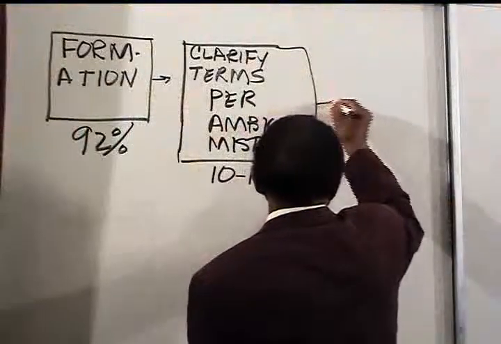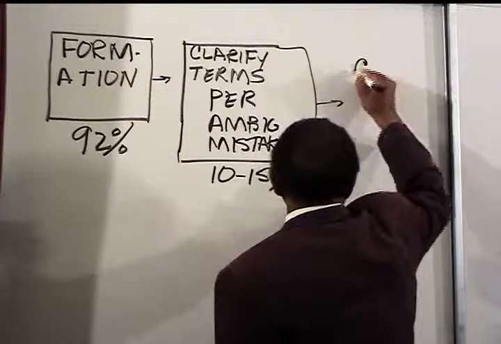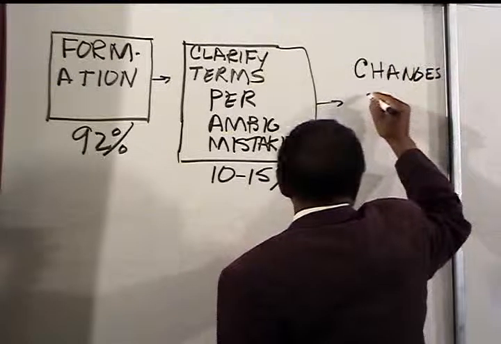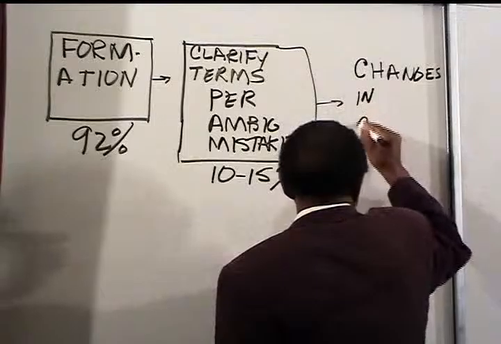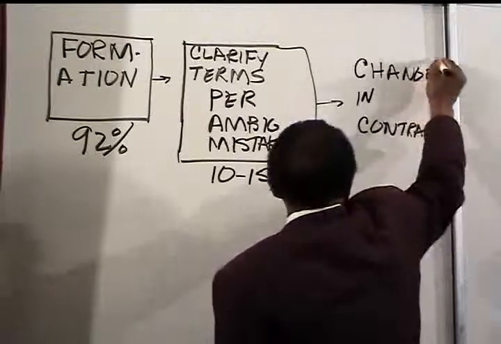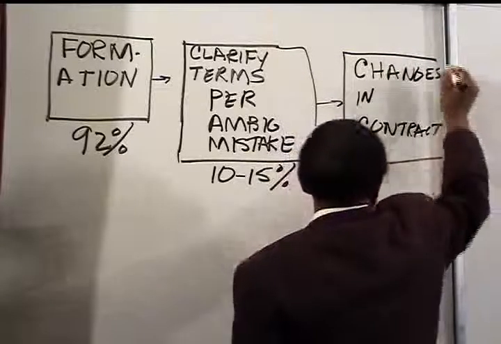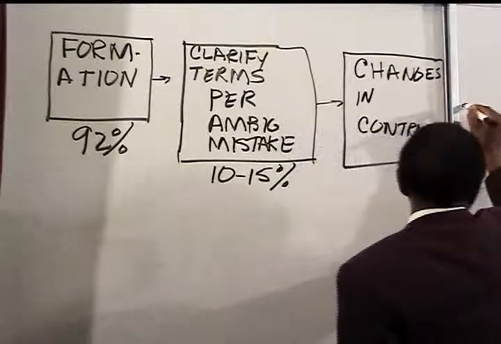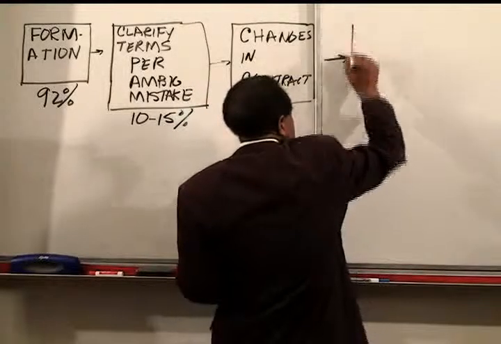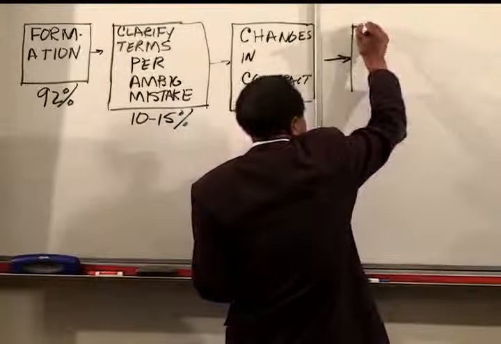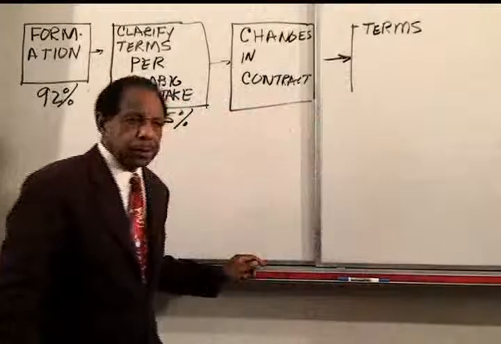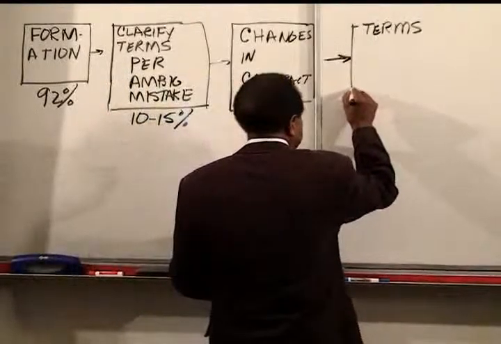And this area, I'll call it changes in the contract. Now, in this area of changes to the contract, there are really two types of changes you can make. You can make a change in the terms of the contract, and you can change the people.